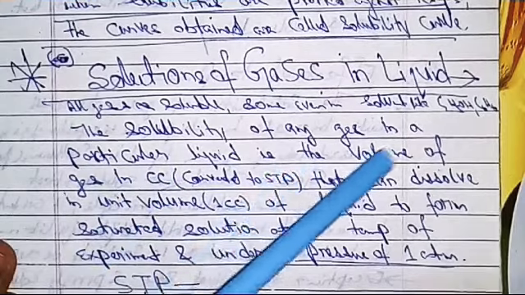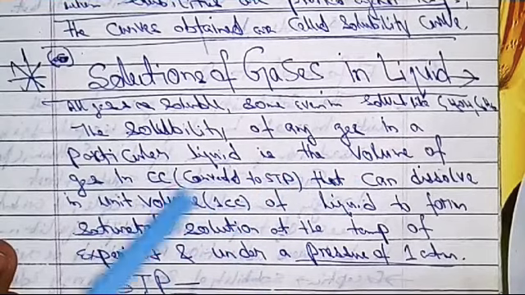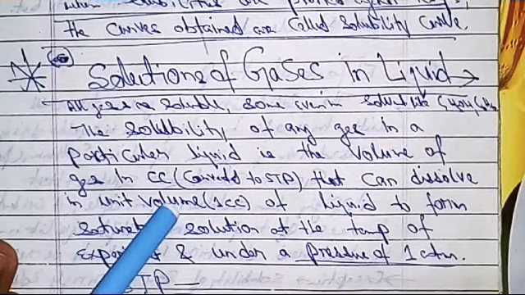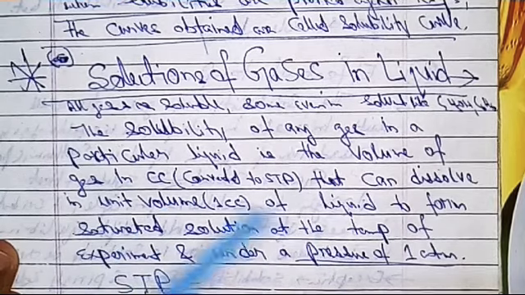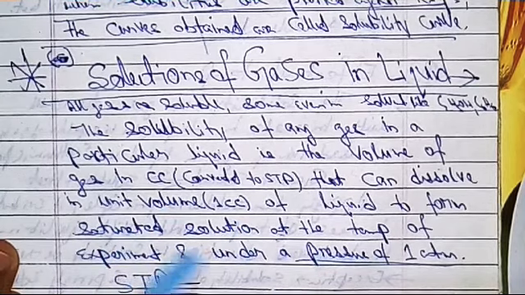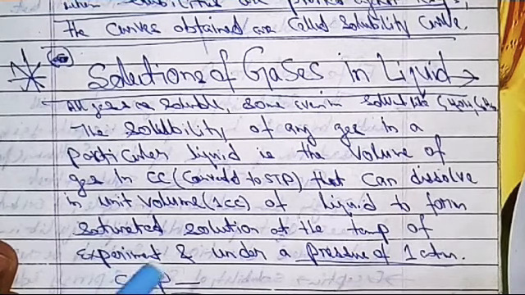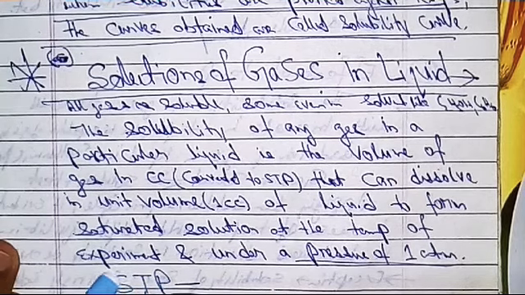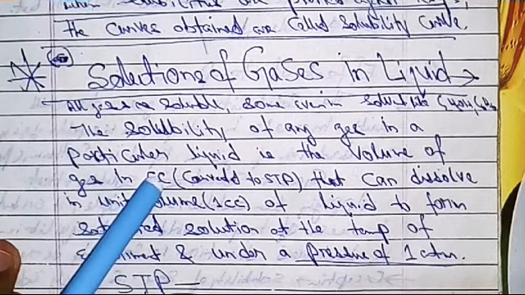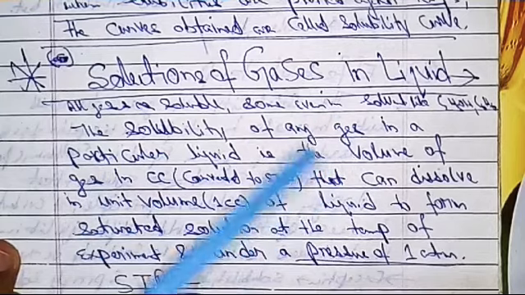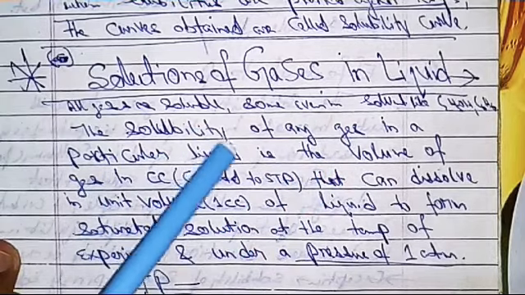The solubility of any gas in a particular liquid is the volume of gas in cc, cubic centimeter, converted to STP, that can dissolve in unit volume of liquid to form a saturated solution at the temperature of experiment and under a pressure of 1 atm. So what is the solubility of any gas in a particular liquid?